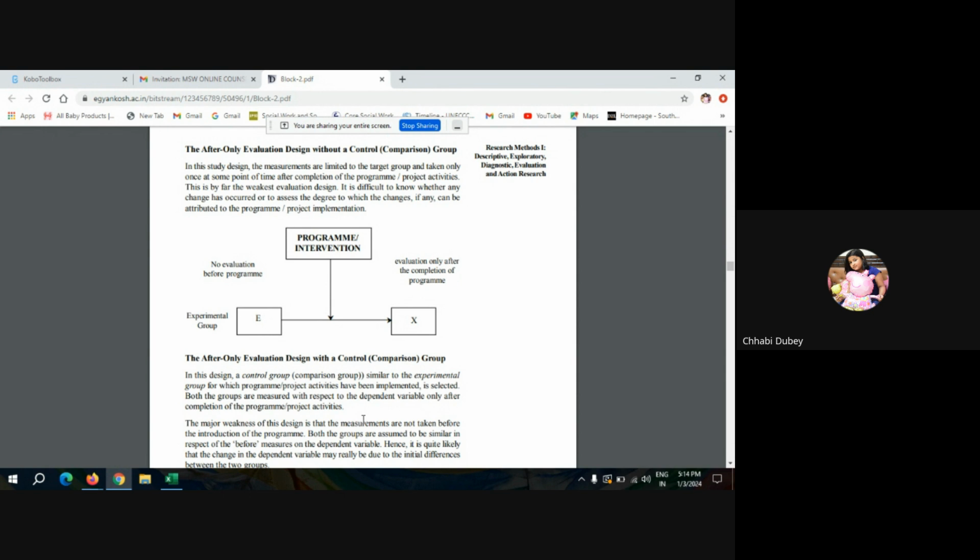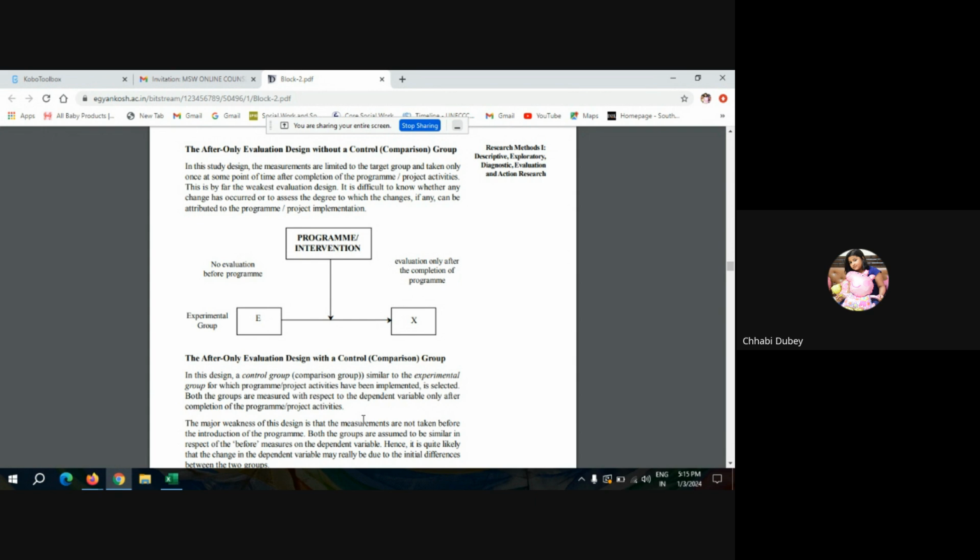After this intervention was introduced, we don't know the situation then, and since there is no control group or comparison group, we cannot definitely know whether the changes that have taken place were a result of the intervention and whether our interventions are effective. So these are very weak designs.